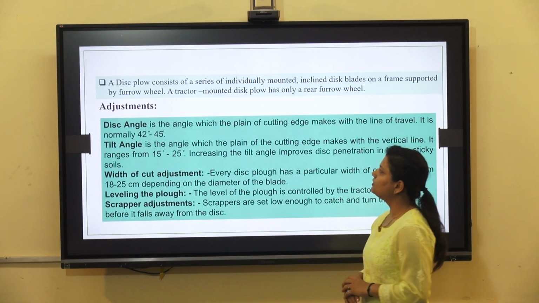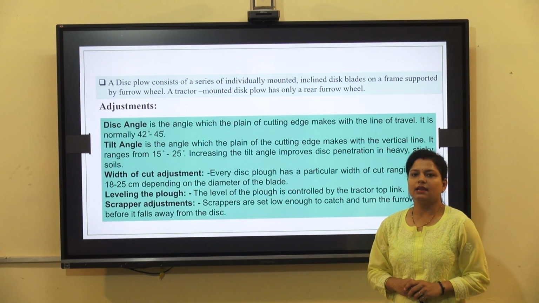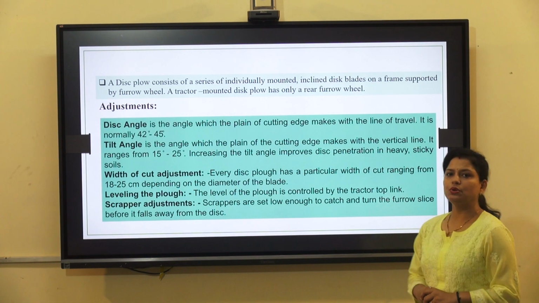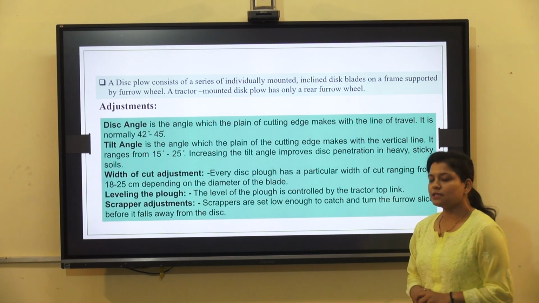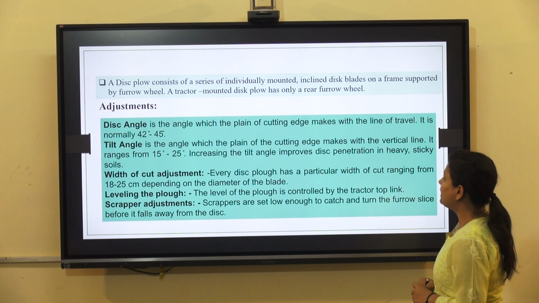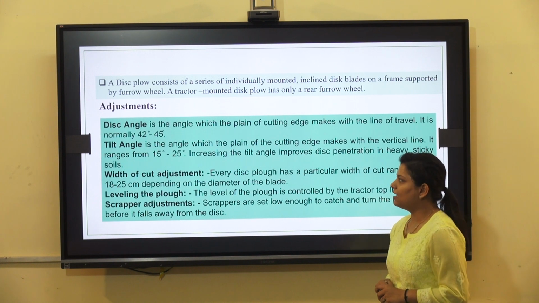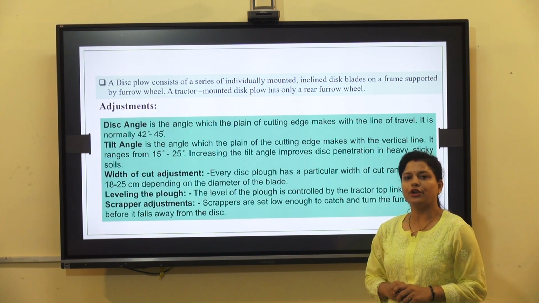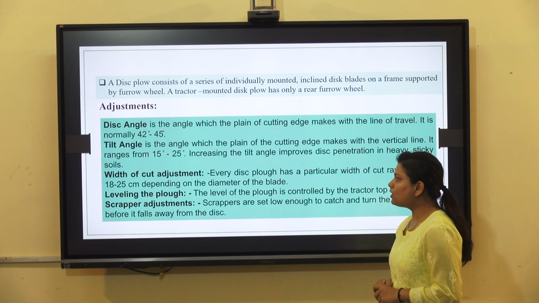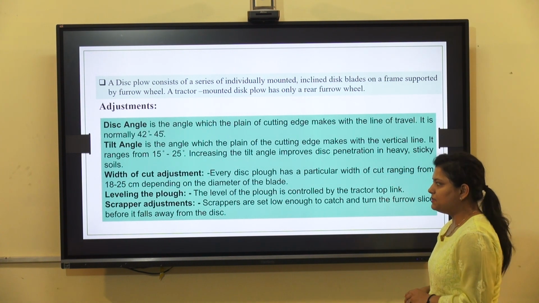Now come to the next slide, disc plow. After the adjustment of the moldboard plow, we have to understand some adjustments of the disc plow. So the disc plow is also used as a primary tillage implement. Disc plow is categorized in two forms, standard disc plow and vertical disc plow. There are many disc blades which are supported on the frame, and the adjustments are disc angle, which should be maintained at 42 to 45 degrees. Tilt angle should be maintained at 15 to 25 degrees. Width of cut is dependent upon the diameter of the blade and it should be maintained at 18 to 25 centimeters.